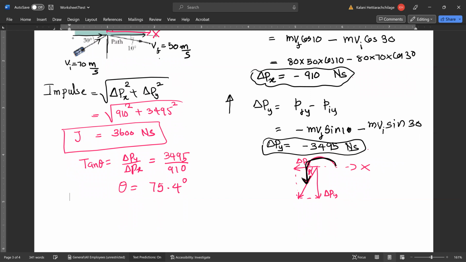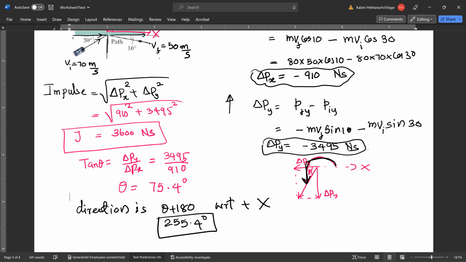That means I need to add, the direction is theta plus 180 degrees with respect to the positive x-axis. So if you add 180 to this one, it will be equal to around 255.4. That will be the direction of the impulse.